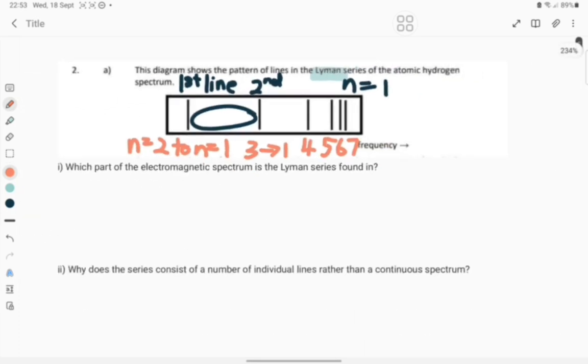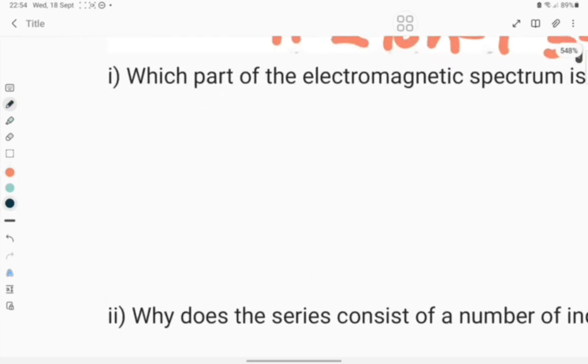Okay. So the first question is, which part of the electromagnetic spectrum is the Lyman series found in? Okay, so this question we cannot find the answer from the diagram above, but this is actually testing some knowledge. So for Lyman series, the answer will be ultraviolet region.